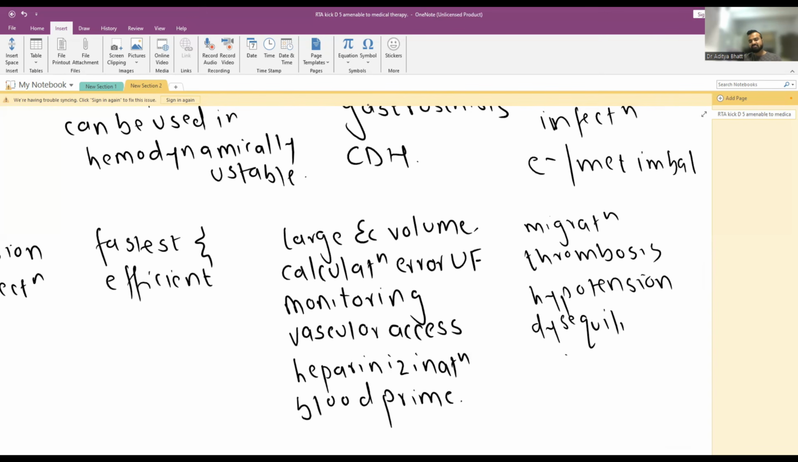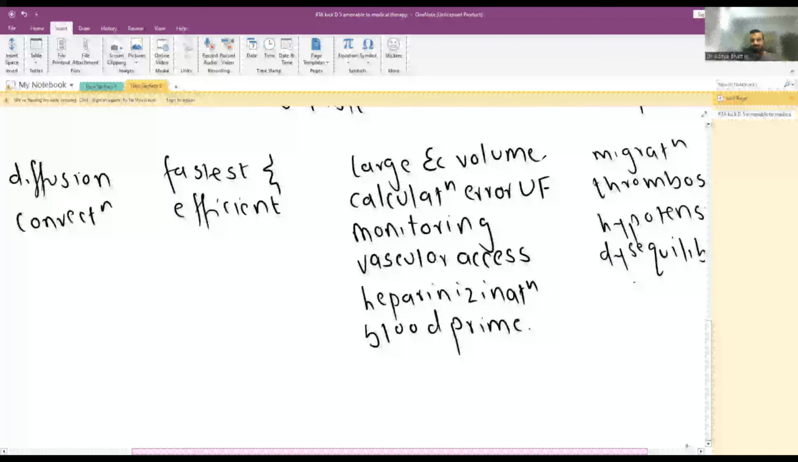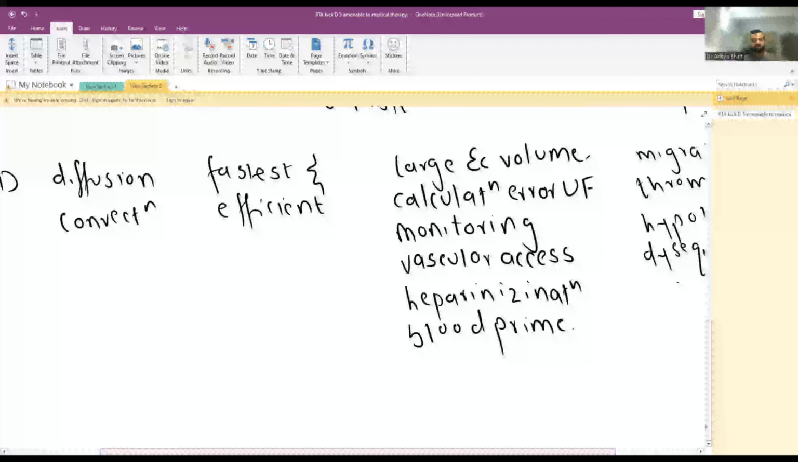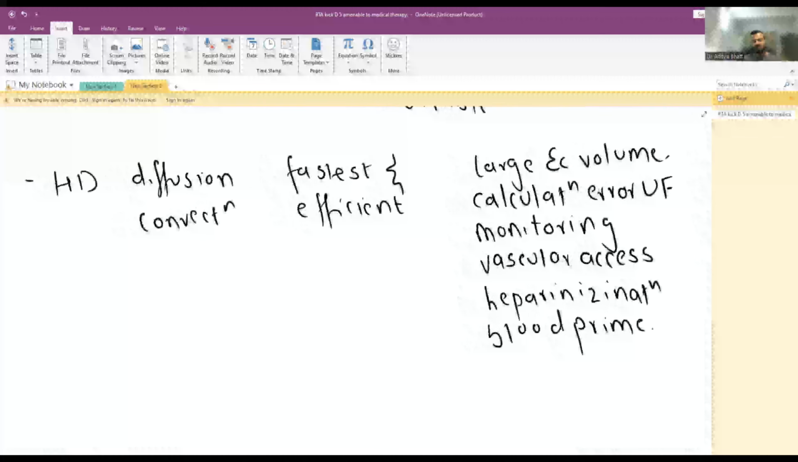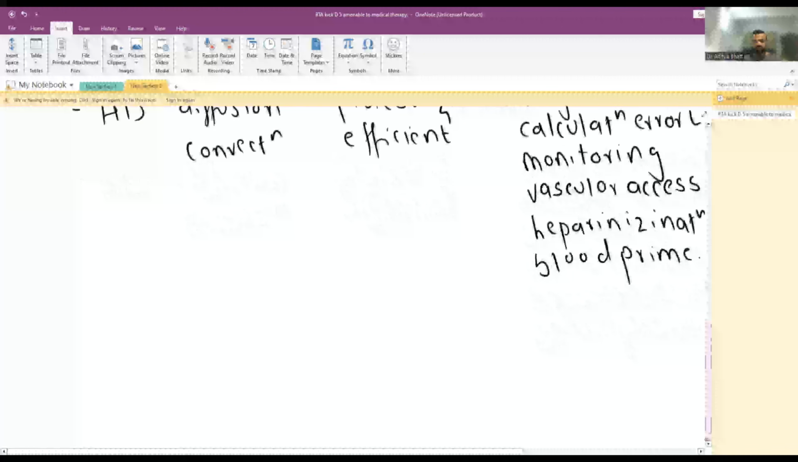Disequilibrium syndrome is a variant where, due to sudden fall in the urea or the ammonia of the body, it will lead to cerebral edema, something like pontine myelinosis, because the solutes are so acutely decreased, the brain will lead to brain edema. So there is a dialysis disequilibrium syndrome seen in hemodialysis.